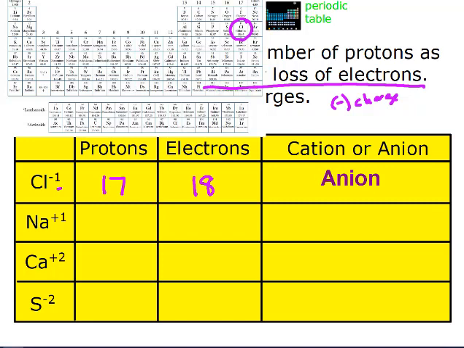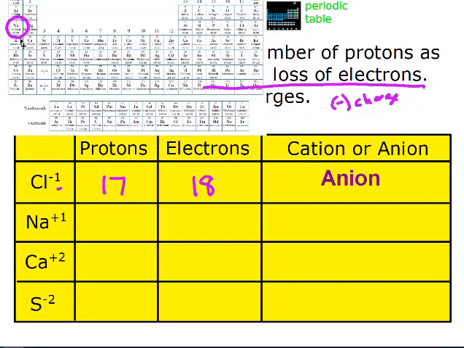Let's look at another one together. We have sodium. So we saw that one a second ago. So our sodium is over here. So sodium has 11 protons. The atomic number always tells you protons. If I have an overall positive charge, I must have more protons than electrons. How many more? 1. So I have 10 electrons. Notice I have 11 positives and 10 negatives, which gives me a net positive 1 charge. Since this one's a positive 1, that must be a cation.